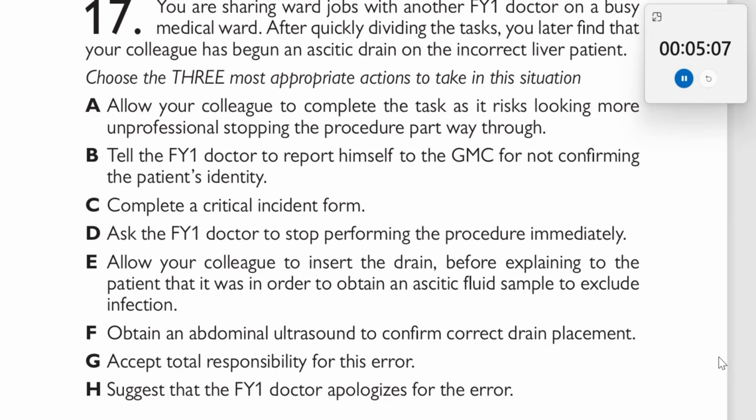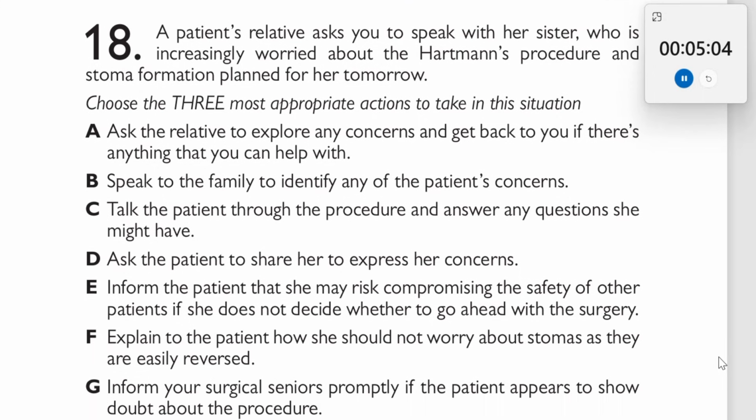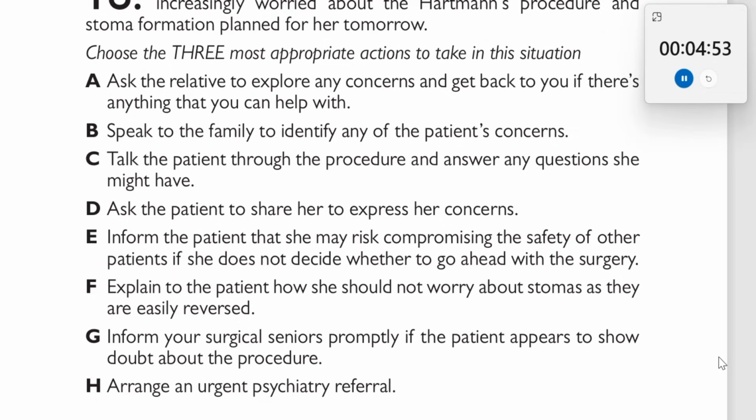Okay, next moving to 48. The patient's relative asks you to speak with her sister, who is increasingly worried about the Hartmann's procedure and stoma formation planned for her tomorrow.